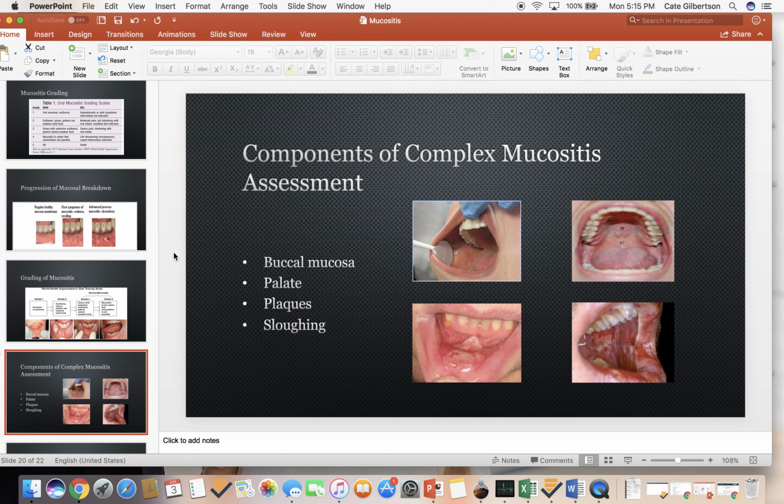So the components of the complex mucositis scale, these are things we just want to make sure we're looking at at least twice a day. We want to get the buccal mucosa, which is the lining of the cheeks, the soft and hard palate shown up here, and then the lips, the tongue, the teeth. You want to make sure you're looking at all of that. And here we have, again, some of that plaquing and then sloughing of the tissue here. And this is what most of our patients get to.